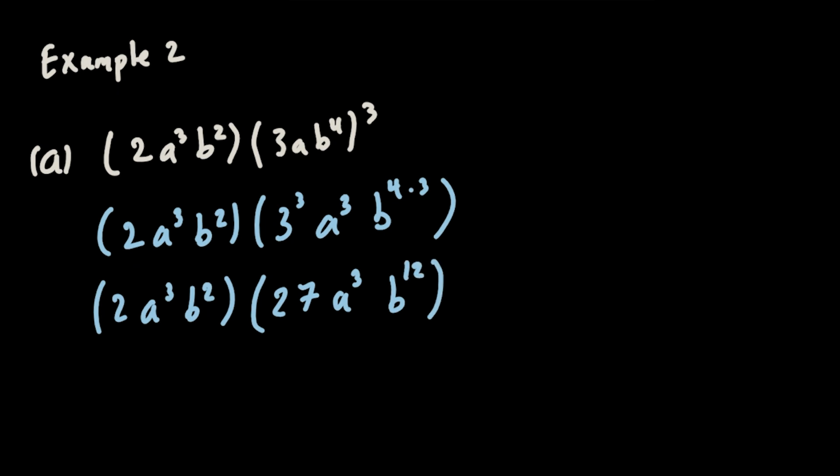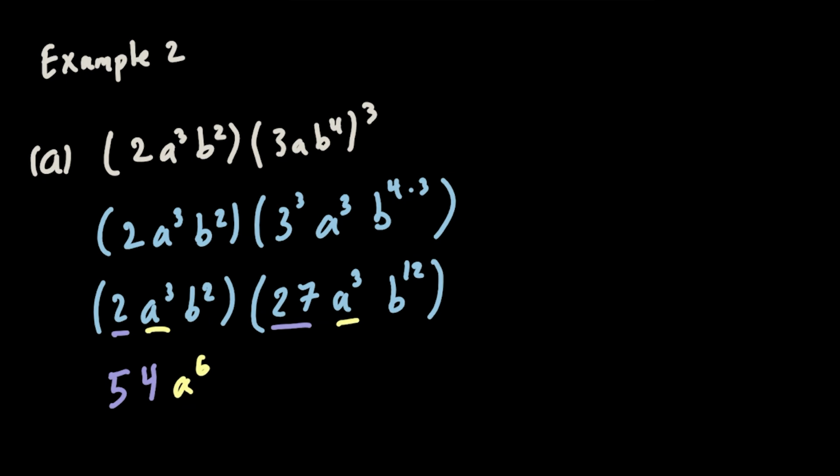So let's see now. So let's combine the like terms. So here we'll have 2, and here's 27. So 2 multiplied by 27 is nothing but 54. And a and this a, we can just combine them. So we'll have a to the power 3 multiplied by a to the power 3. We'll just sum the powers. So we'll get a to the power 3 plus 3, that would equal to 6.